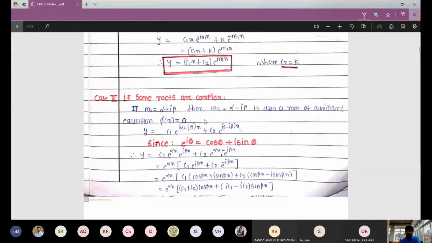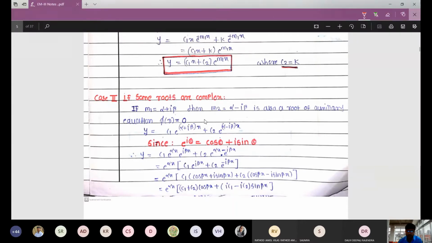Now case number 3 we are going to study, and the case is when some roots are complex. You are already familiar with complex numbers, so a complex number has a real part and an imaginary part. The coefficient of i, that is beta, is the imaginary part, and alpha is the real part of that root. Suppose m1 is equal to alpha plus i beta is one root, then by default the equation must have its complex conjugate as a root, that is alpha minus i beta. What do you mean by complex conjugate? Simply take the negative of the imaginary part. Here alpha plus i beta is one root and its complex conjugate is alpha minus i beta.